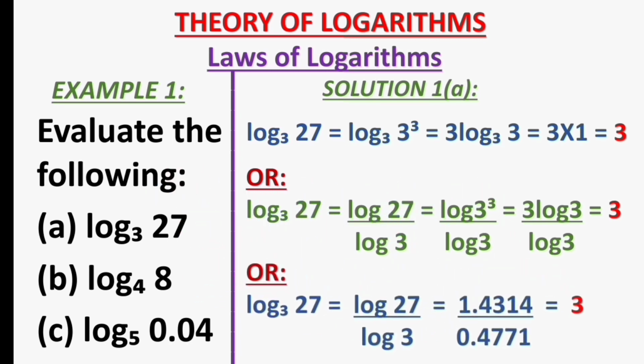Another way we can solve question 1a is to use our logarithm tables. In other words, the logarithm to the base 3 of 27 is equal to the logarithm of 27 divided by the logarithm of 3. The logarithm of 27 using logarithm tables is 1.4314 and the logarithm of 3 using logarithm tables is 0.4771. When we divide these values, the answer to question 1a is equal to 3 again. I hope the solutions to question 1a are all clear to you.